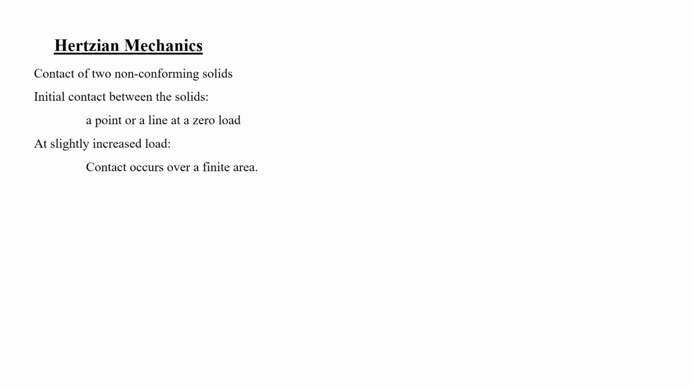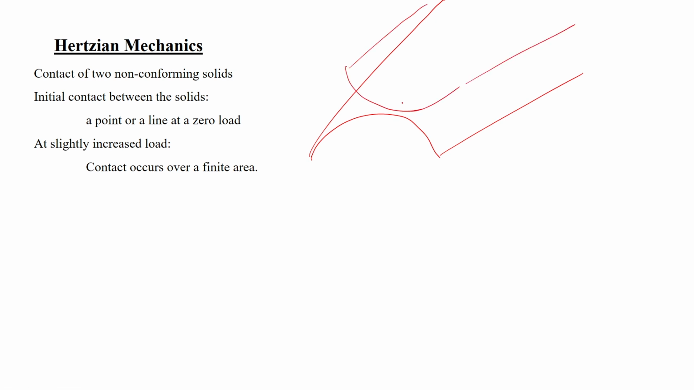So, what is happening here is the contact of two non-conforming solids. The initial contact between the solids is a point or a line at zero load. Suppose you have a cylindrical surface over here, and another cylindrical surface over here like this, and when you bring them in contact without any load, then the contact will be a single line. So, that is why we will have a line at zero load. But with slightly increased load, there is deformability of these objects, and so there will be contact over a finite area.